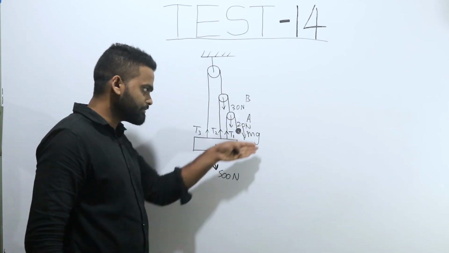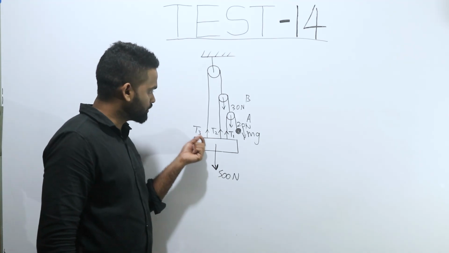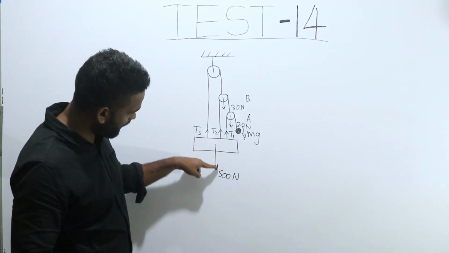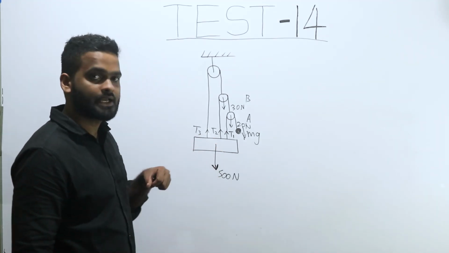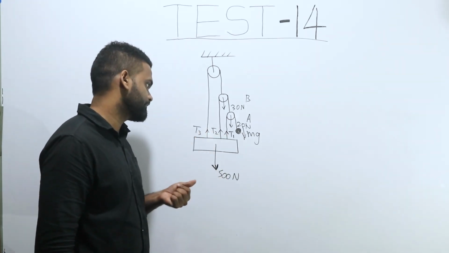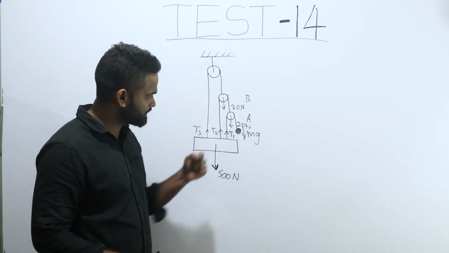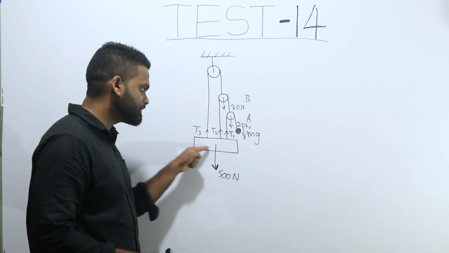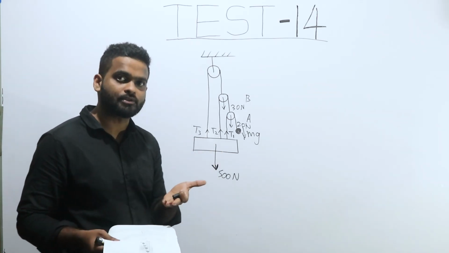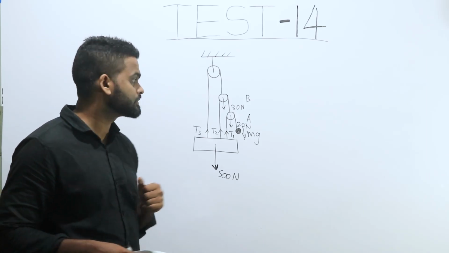Since the system is in equilibrium, this mass is in equilibrium. So the 500 Newton force is balanced out by T1, T2 and T3. What they ask is M. So from this you can create a final equation and get a value for M.